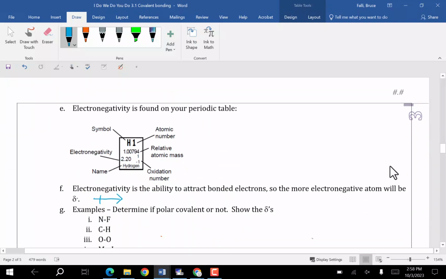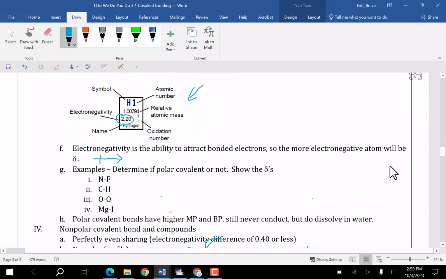Your periodic tables have electronegativity values on them, the original ones I gave you. Electronegativity is found in your periodic table. I'm giving you a new periodic table. It's got this stuff on here. Electronegativity is going to be 2.2 here for hydrogen. So you should be able to find hydrogen and see that it's 2.2 on the periodic table you have from me. Electronegativity is the ability to attract bonded electrons. Hey, I know that. So the more electronegative atom will be delta negative. Electrons are negative, so it's going to be more negative.